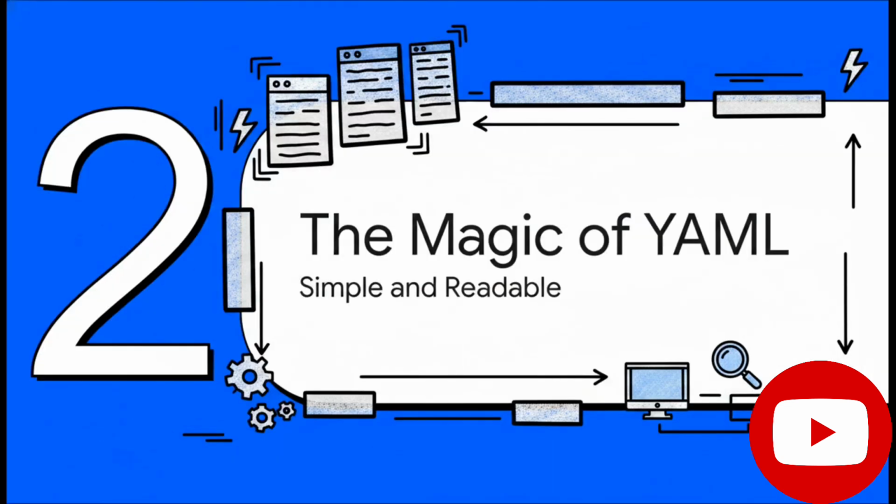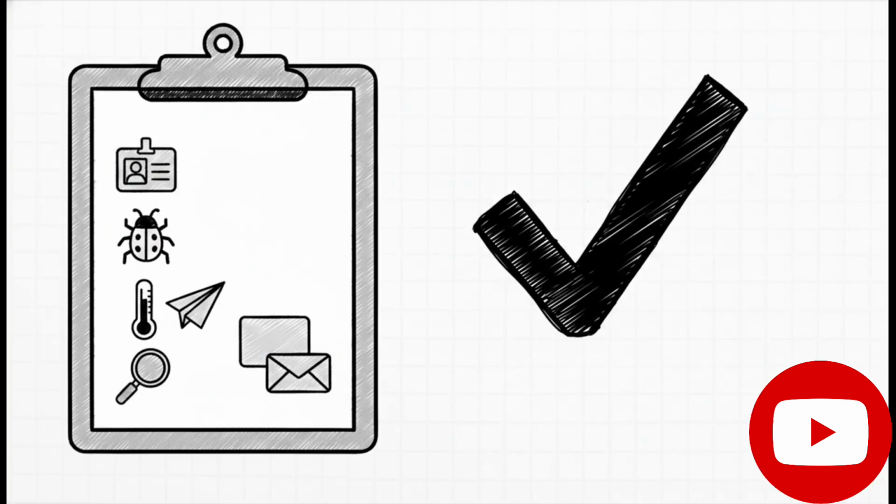Moving on to Section 2, the magic of YAML. Now, what's really interesting about this is how simple the language of Nuclei actually is. It all revolves around something called YAML. That stands for YAML ain't markup language, because of course programmers love recursive acronyms, right? Basically, it's a human-readable configuration format. But don't let the technical terms scare you. Think of a YAML file as just a simple recipe or an instruction manual.